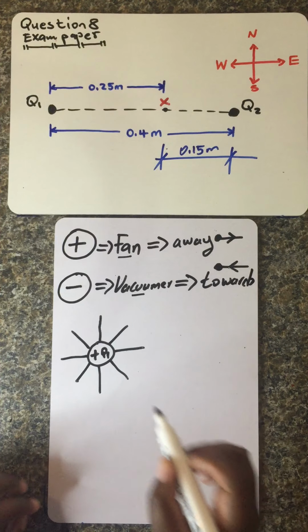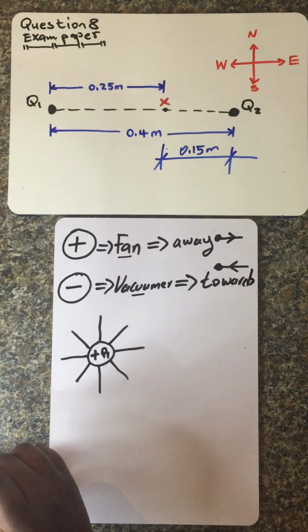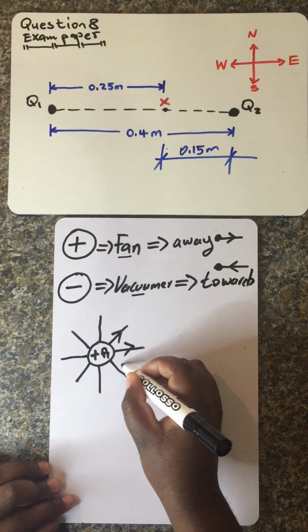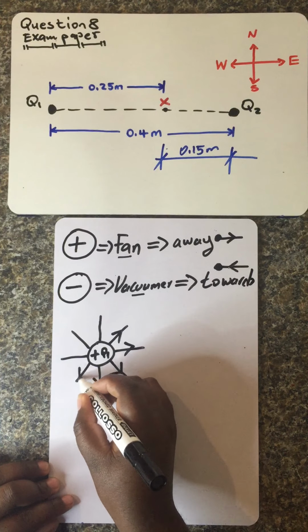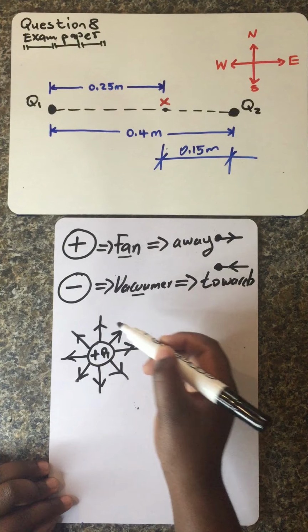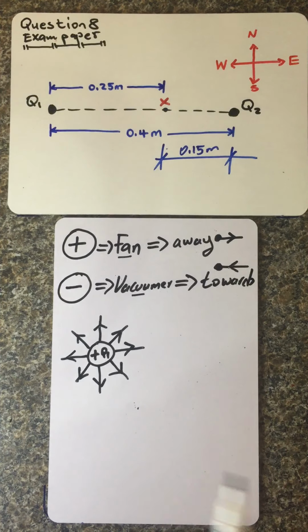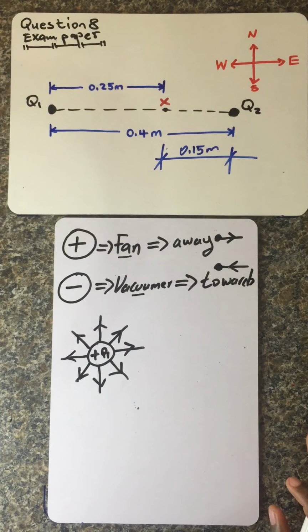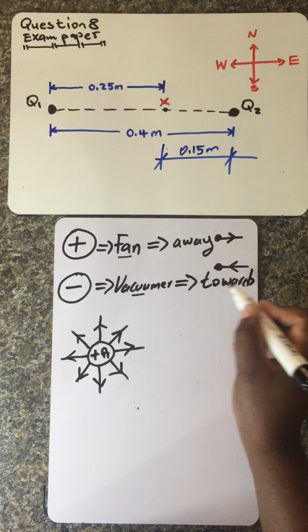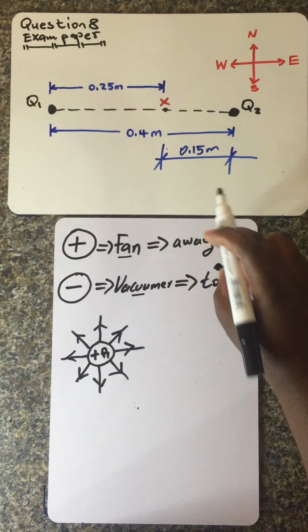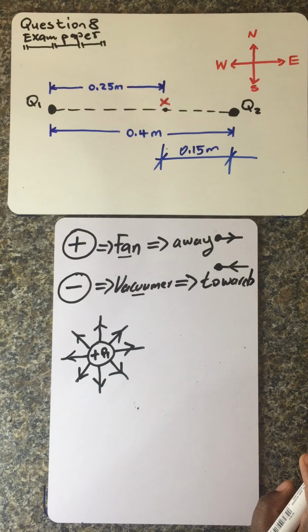Ladies and gentlemen, we've got a positive charge. When I think of a positive charge, I know it's a fan. It's pushing away from itself. Remember, it doesn't really matter which word you use there. It could be pushing, could be away. So you can also use towards or any synonym of towards. I just chose to use those two opposite words.